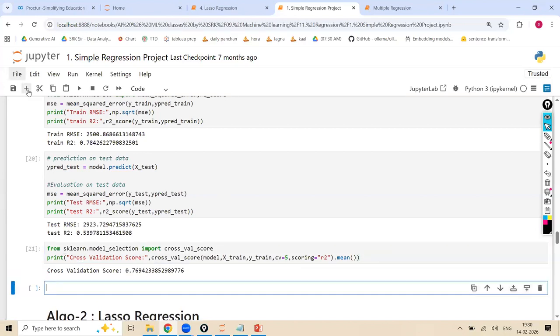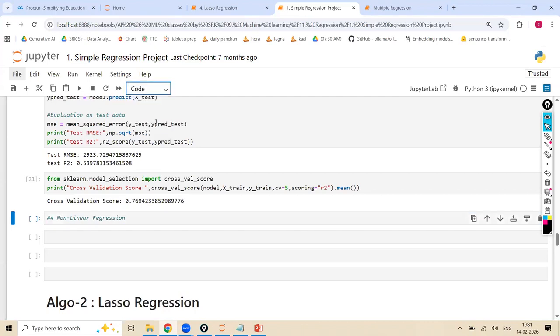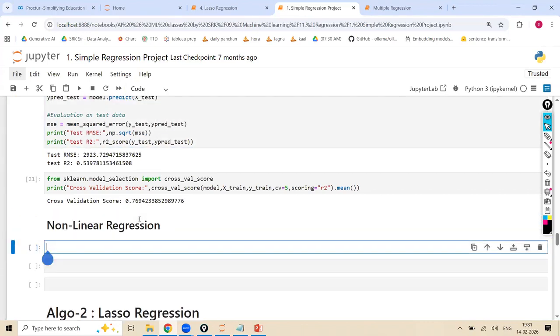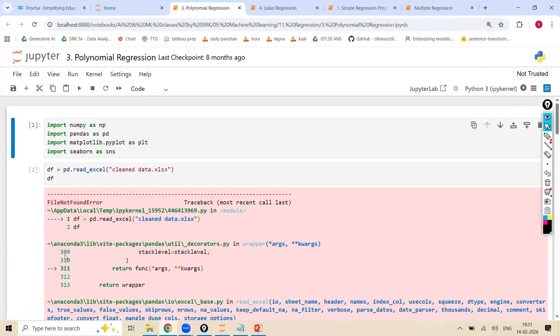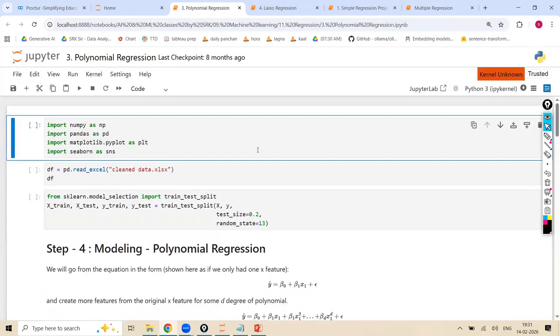Now finally, we are going to apply the non-linear regression. What is meant by non-linear, guys? This is the last one. With this, all the algorithms, evaluation and model selection will be completed. What is meant by non-linear? Increasing the degree of x and applying the linear regression is called non-linear regression, which is also called polynomial regression.